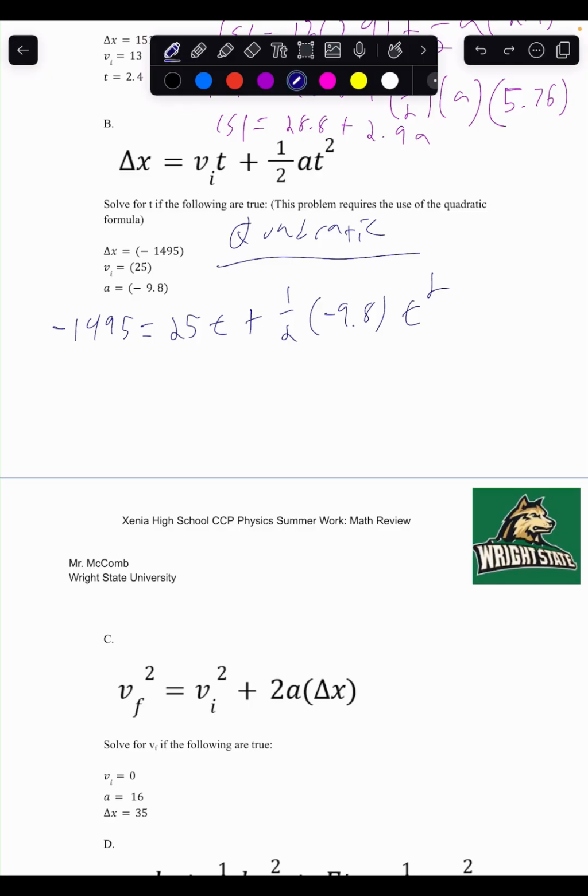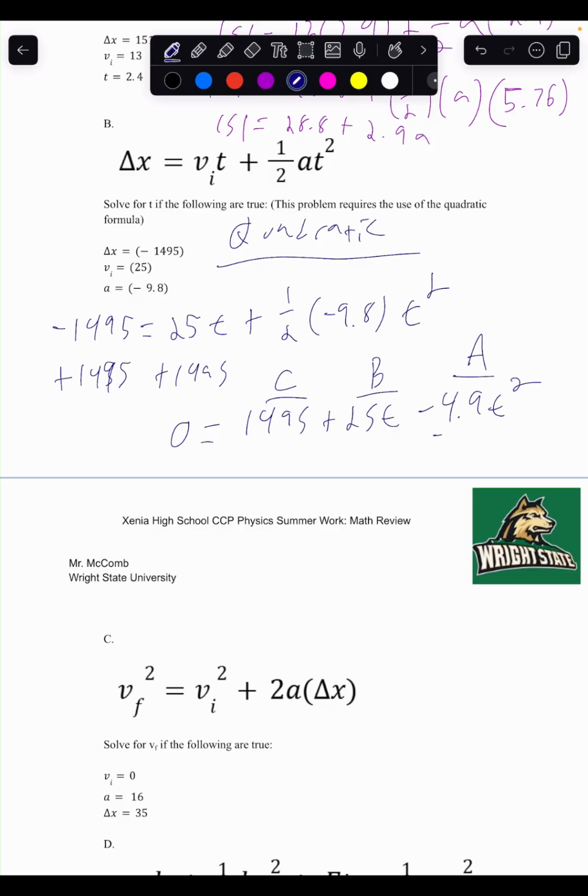If you do that, you make it equal 0. So that's plus 14.95 on both sides: 0 equals 14.95 plus 25t minus 4.9 t squared. Basically, when you have your a, b, and c, you put them into the quadratic equation. So a is negative 4.9, b equals 25, c equals 14.95, and then we're going to solve that way.